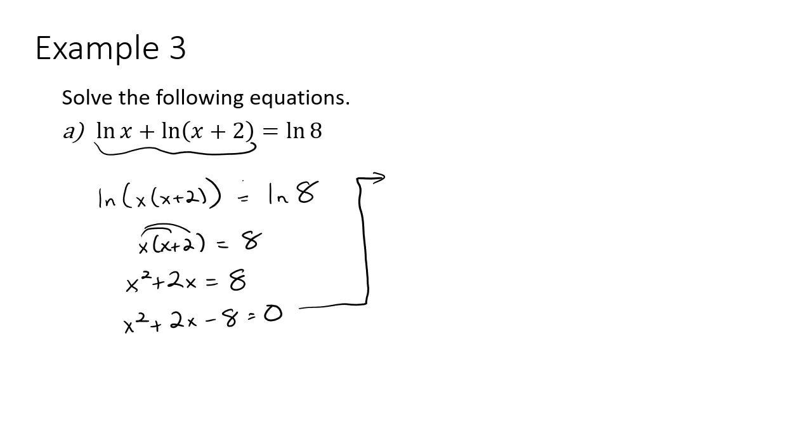In this case, we have a quadratic equation that's relatively easy to factor. So this is going to factor into x plus 4 times x minus 2. As always, when you factor, you should double check. This would be x squared plus 4x minus 2x, which would be a plus 2x, minus 8. So this is the correct factorization. Now I'm going to set both of these equal to 0 and solve.